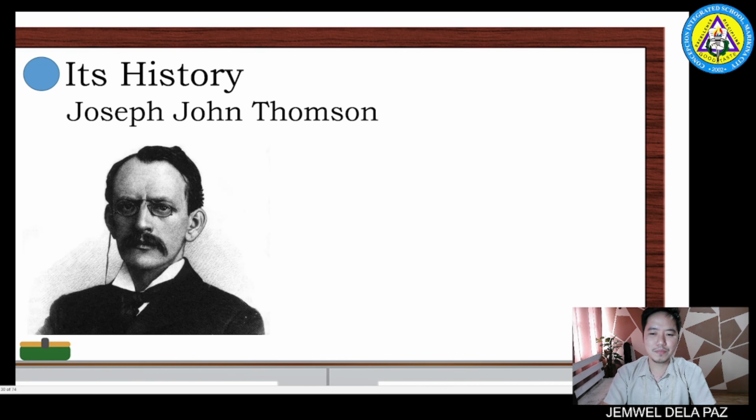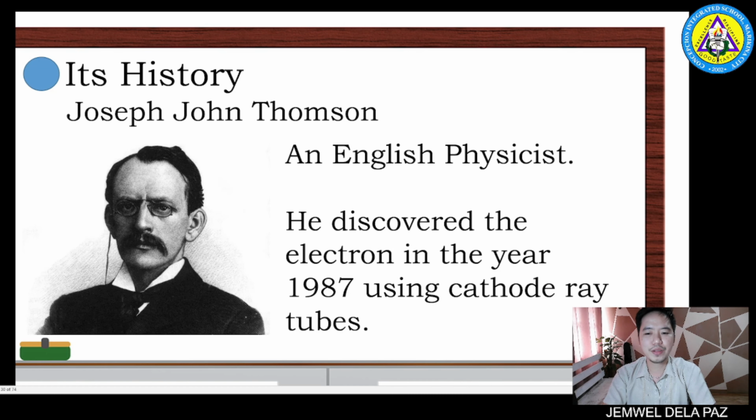This plum pudding model was proposed by no other than Joseph J Thomson. He is an English physicist and he discovered the electron in the year 1897 using cathode ray tubes. While visualizing an atom that looks like a plum pudding model, he was able to discover the electron, which will be part of the subatomic particles of an atom.